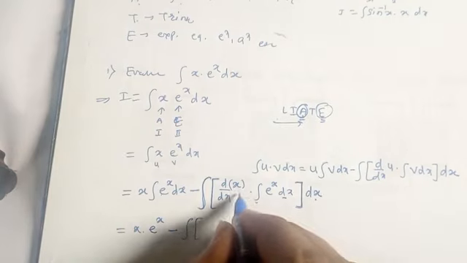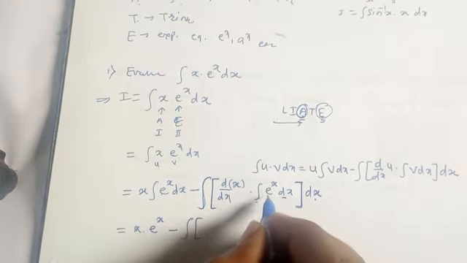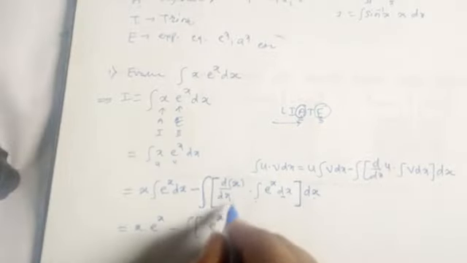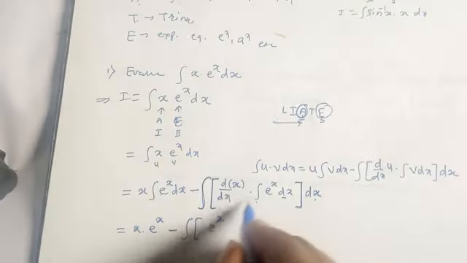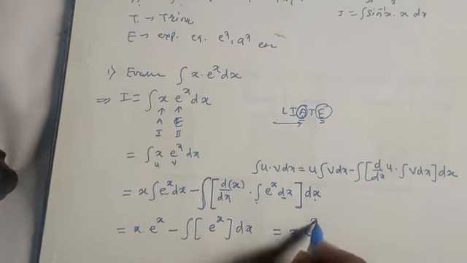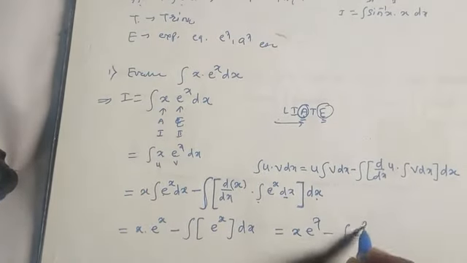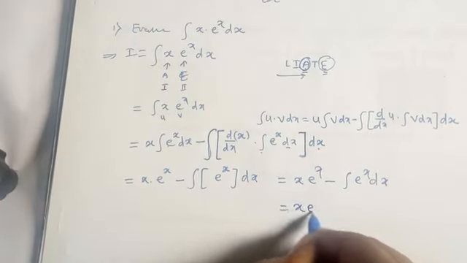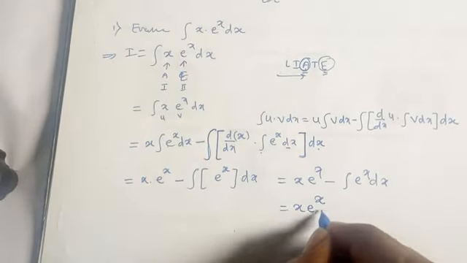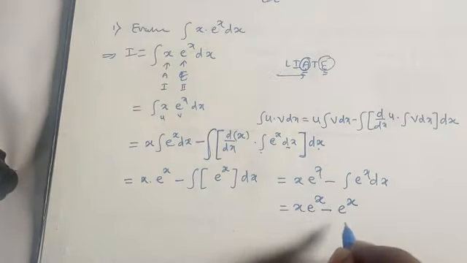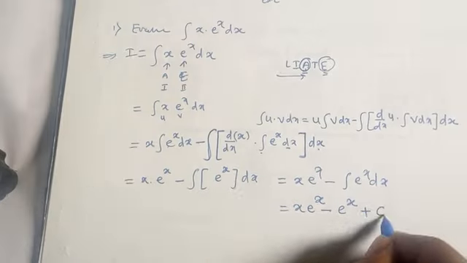The derivative of x with respect to x is 1, and 1 into the integration of e raised to x. The integration of e raised to x is also e raised to x, and e raised to x into 1 is e raised to x, and into dx. So our integration becomes x e raised to x minus the integration of e raised to x dx, and that gives x e raised to x as it is, minus, we know that the integration of e raised to x is e raised to x, and then plus the constant of integration c.